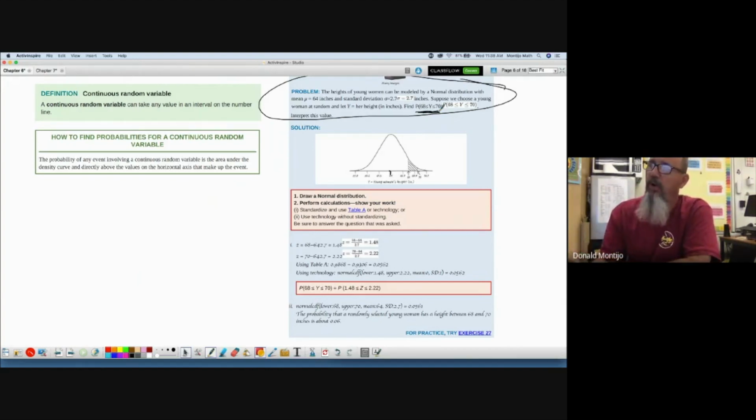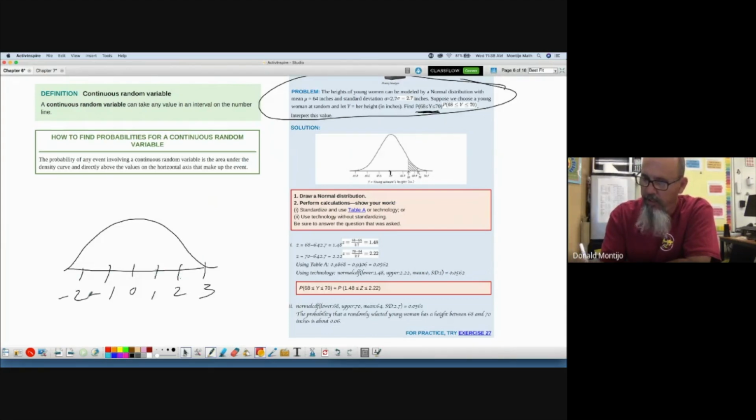So the book has already done the work for us. They standardized the score. What do we mean by standardized? A standardized score says take our favorite picture, but turn it into this one here: 0, 1, 2, 3, -1, -2, -3. Remember, all a z-score is is the number of standard deviations you are away from the mean.